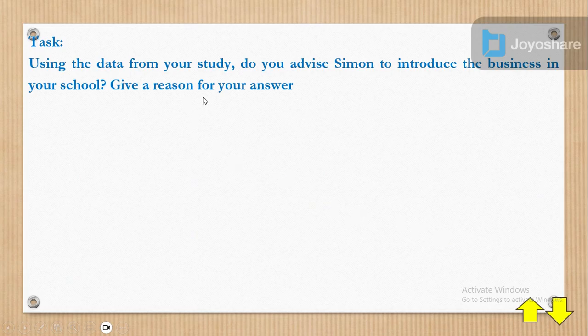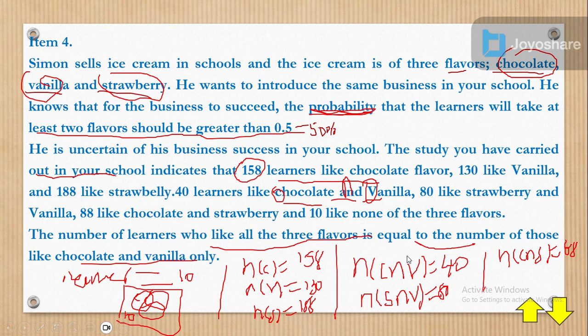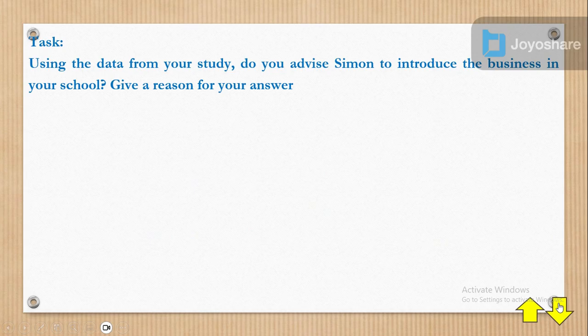Okay, so they want us to determine and give a reason. Will you put up a business? Now, putting up a business means that the probability of learners taking at least 2 flavors must be greater than 0.5. That's when the business should be successful. Let's calculate. So our aim is to find the probability, but you can't do that when you don't have a correct Venn diagram. Okay, let's go there.